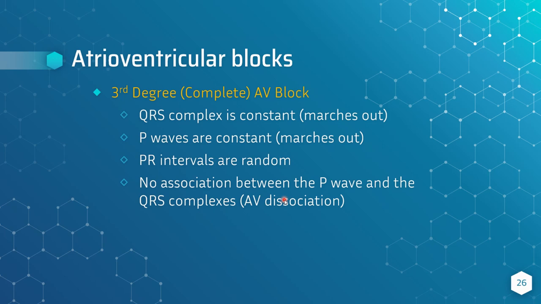So usually you'll also hear third degree complete heart block called AV dissociation. The impulses from the atrium are not being conducted to the ventricles, so they're completely independent of each other. That's why you'll have PR intervals that are random throughout. And again, you just look at the PR interval and that'll tell you what kind of heart block you're dealing with.